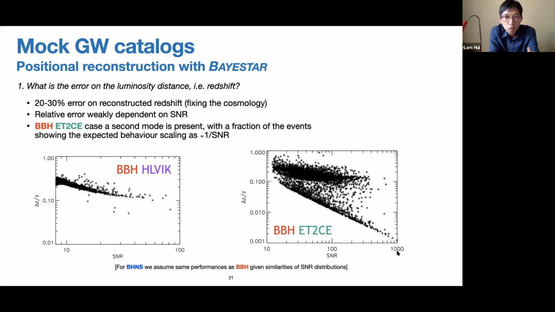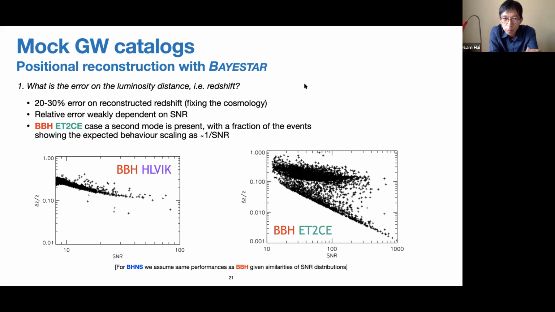I see. So if I fix a given SNR, there are 2 kinds of events. It looks like some have much smaller redshift error than the others. Is the main difference how good the localization is? Yes. Okay.